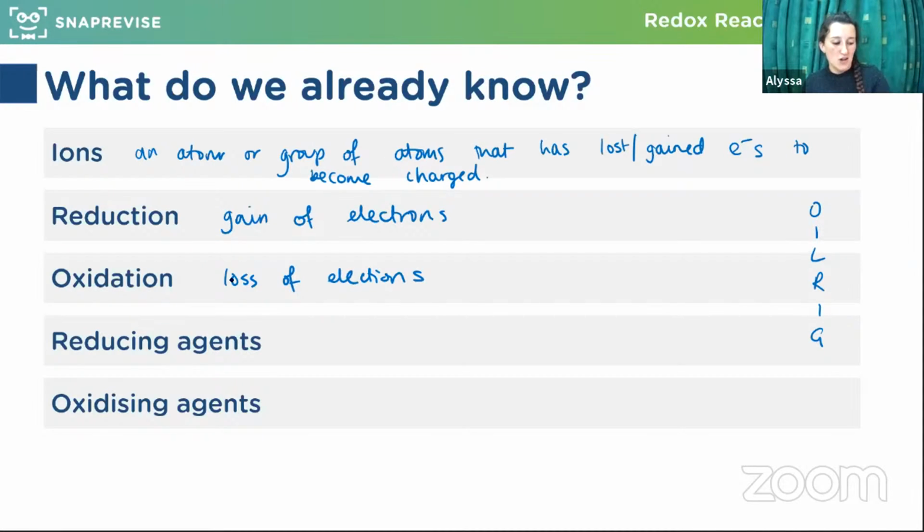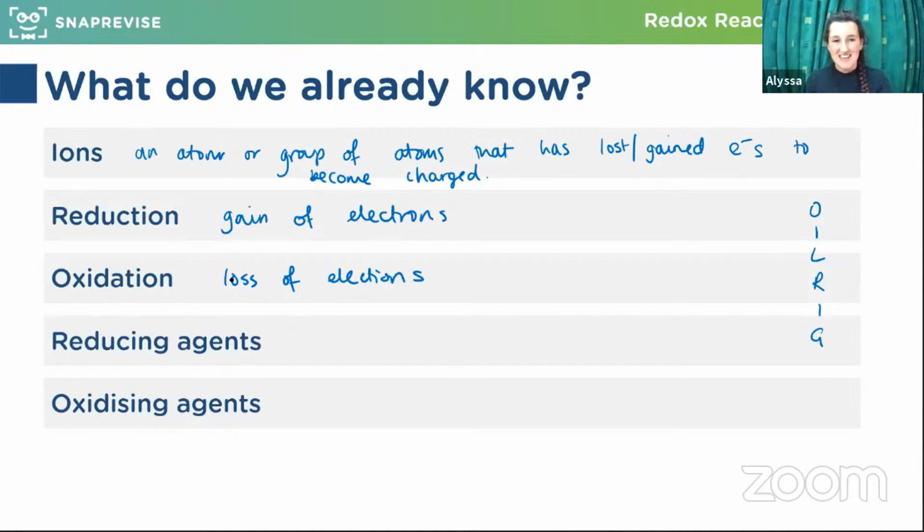So LO, loss is oxidation, and GR, gaining is reduction. I like that. That's very nice. I've not seen that one before. Cool. Everyone learned something. So what about reducing agents and oxidizing agents?